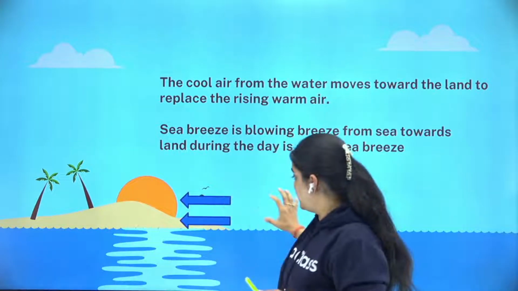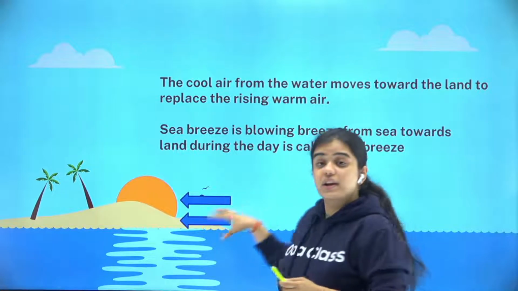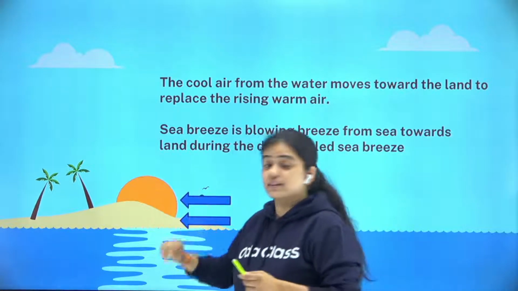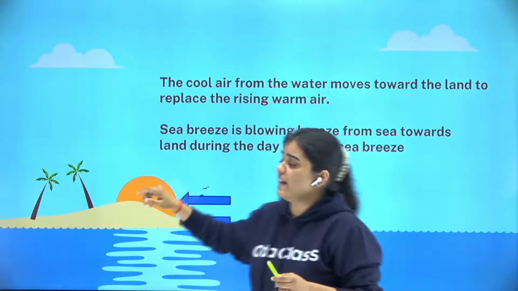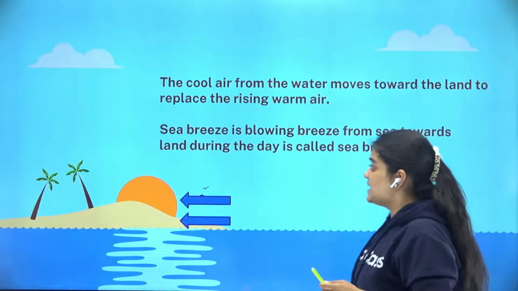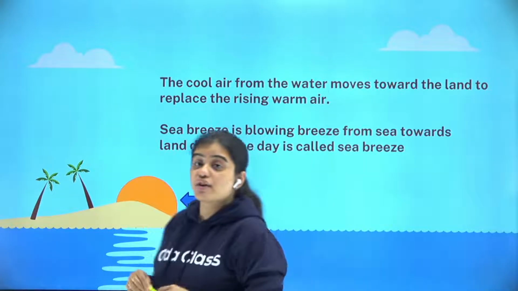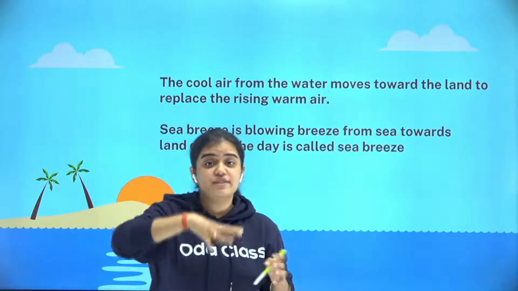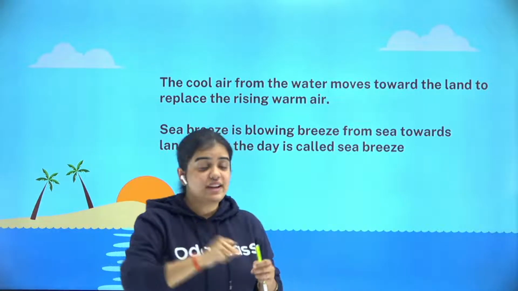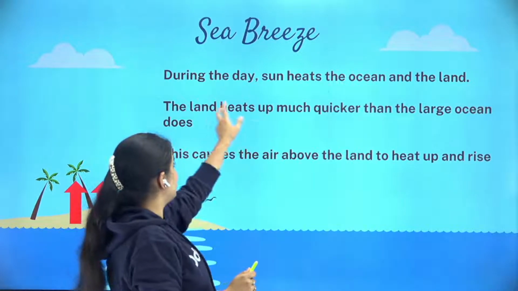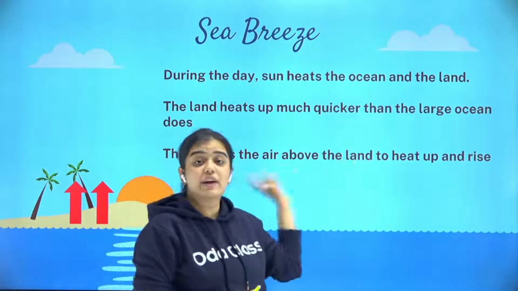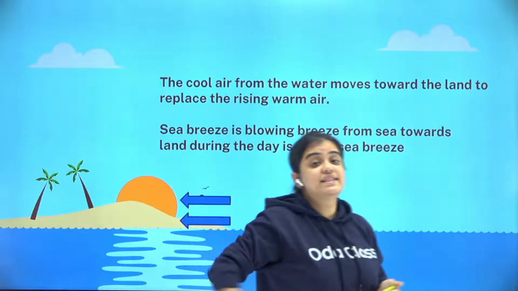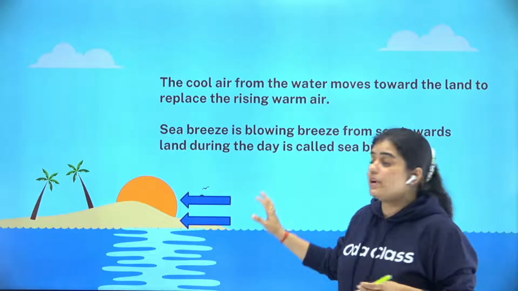The water is at a cool temperature, right? So this air comes to the land. This is how your sea breeze happens. It's very easy. In the daytime, your land is very hot, and your normal temperature is there where? In the sea. In the water bodies, it's a very normal temperature.